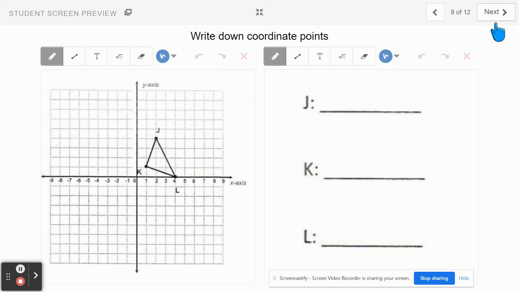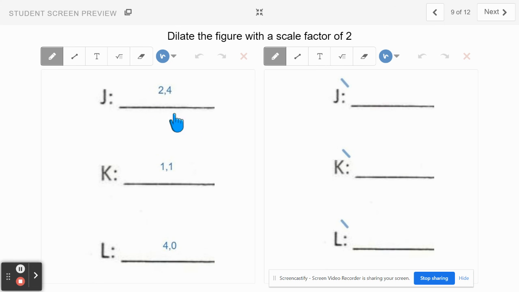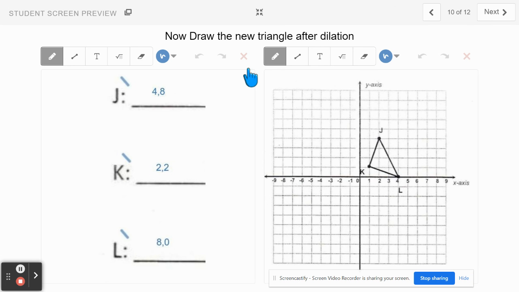All right, next slide. Go ahead and fill this out. We kind of already did this one. Don't cheat. Try to do this one on your own. And actually, it just wants you to write down the regular coordinates. Don't worry so much about this page. This is the next one. I want you guys to write out the new coordinates. So these are the coordinates. Can you write out the new ones? All right, with a scale factor of 2. All right, now draw a new triangle after dilation. Here is the triangle. Draw the new one with these coordinates.